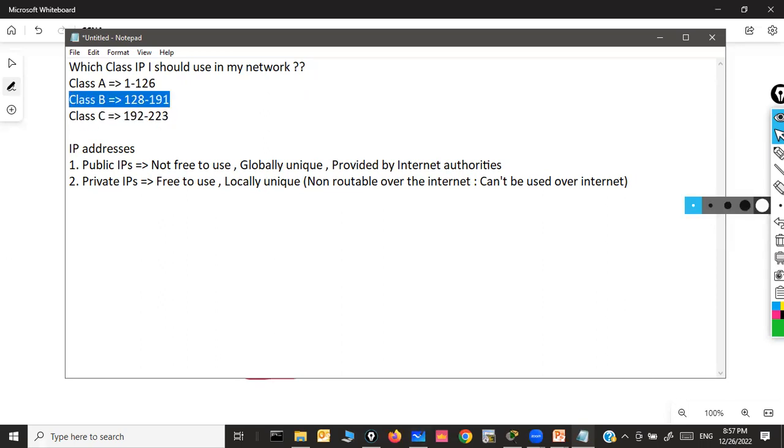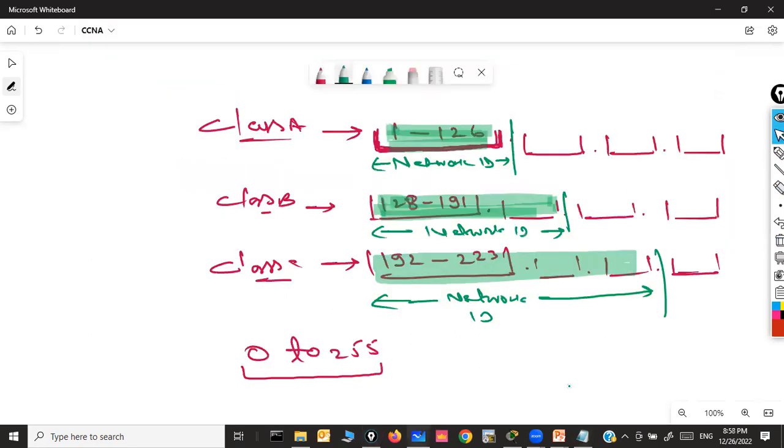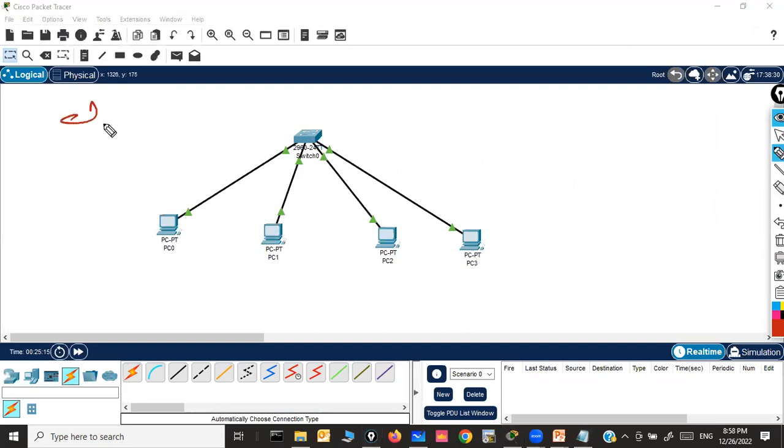So now in class B, as you can see, in the first octet, the range is what? 128 to 191. Now, can I take any value then? Here there are 4 computers, right? I decided to use a class B address in my network, in my LAN, my private network. LAN means private network, not internet, right? Internet is what? Public network, right?